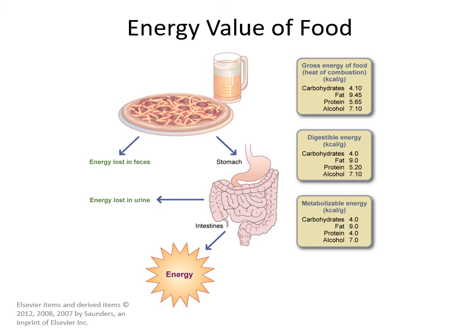Here you can see we have our gross energy of food, which is the heat of combustion. You'll see these numbers are larger. Then we have our digestible energy, and then our metabolizable energy. So you'll see this process of decreasing efficiency. Protein actually contains 5.65 calories per gram on average, but we as humans can only access about 4. Carbohydrates contain slightly more at 4.1, but we can only on average metabolize 4.0, and so forth.